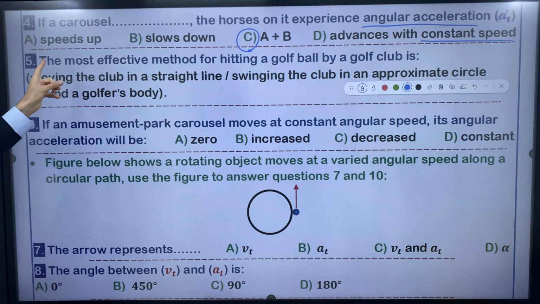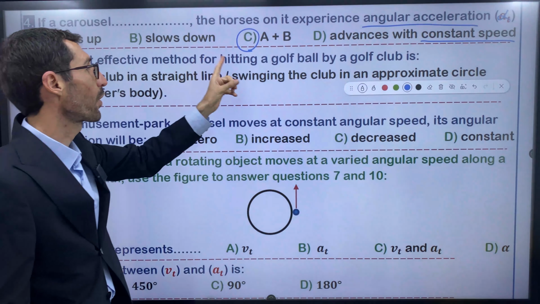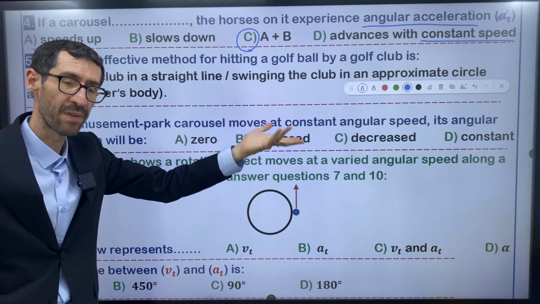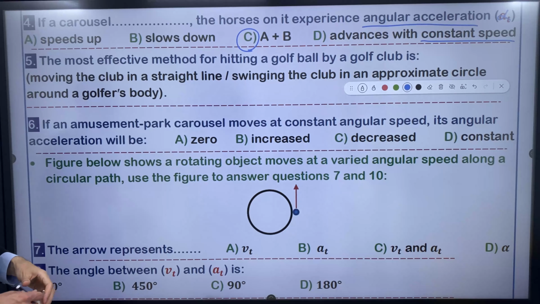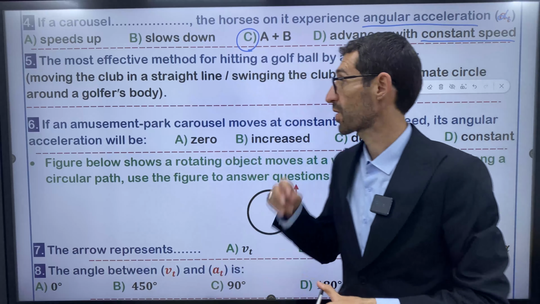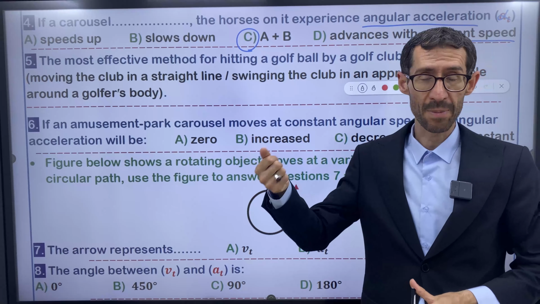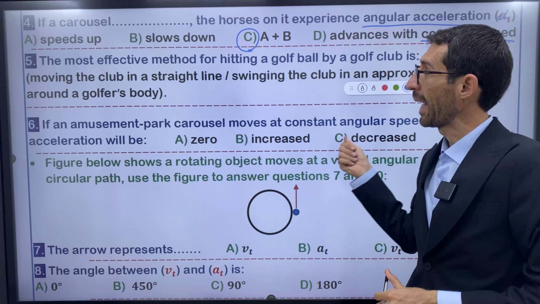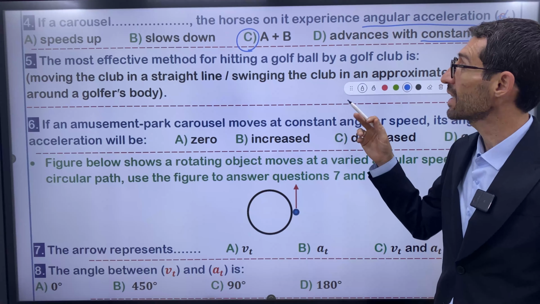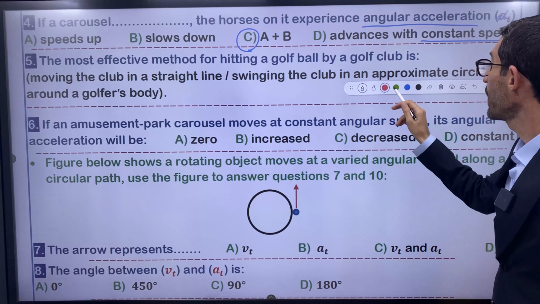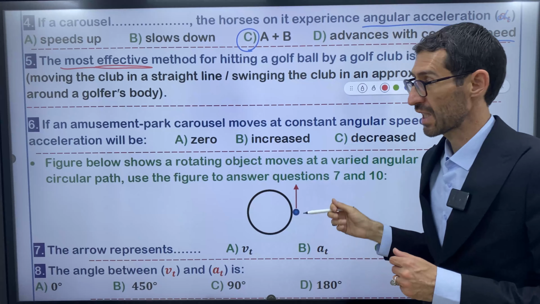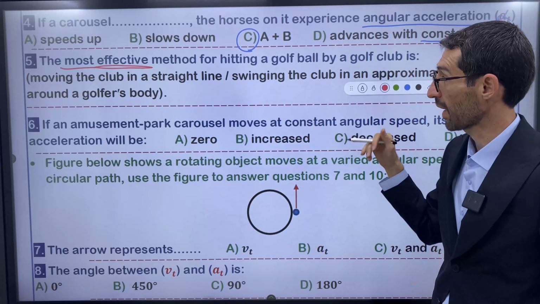Number 5, the most effective method for hitting a golf ball by a golf club is, I told you in a previous lesson, for example, striking the golf ball by a golfer. Actually, the golfer, let's say, grabs a golf club and hits the ball, right? How does this person hit the ball actually? It says the most effective method. Which method is most effective for striking the ball with a golf club?